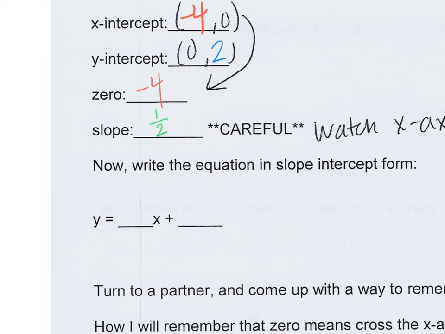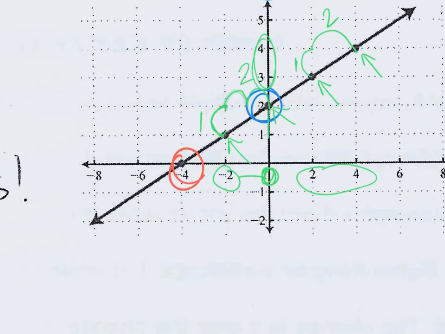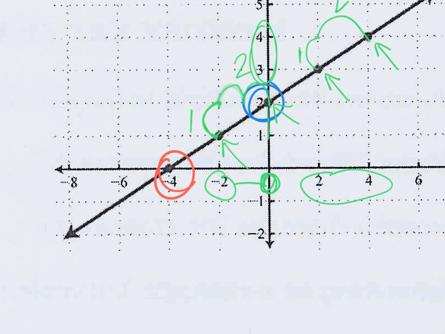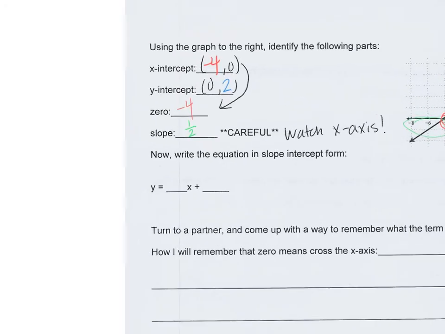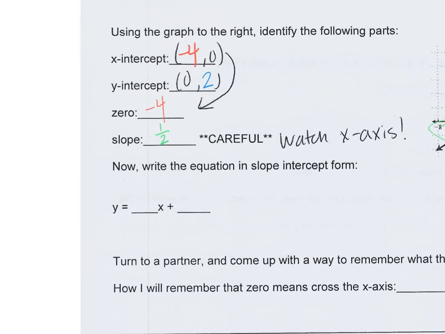So sometimes our slope or our y-intercept, they're not always on the lines, or the lines don't always represent a jump of 1. This one, the x's jump by 2, so you need to make sure you watch those lines, okay? Now to write my equation in slope-intercept form, y equals slope times x, 1/2 x, plus my y-intercept of 2.